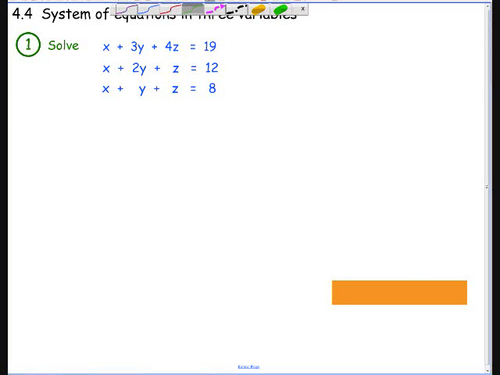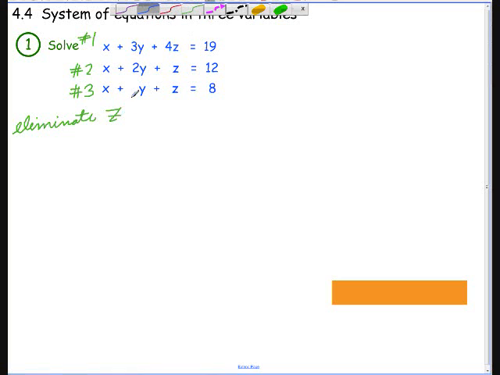All right. Here's another one for us to work on. We're going to call this one number 1, this one number 2, and this one number 3. We're going to figure out which one we want to eliminate first, and then we'll eliminate the second variable. I don't know which one you would choose, but I think I'll try eliminating z.